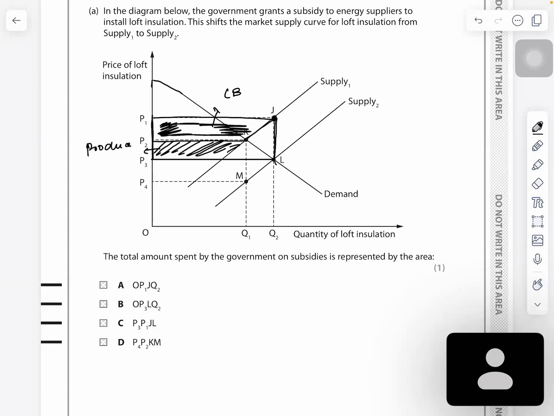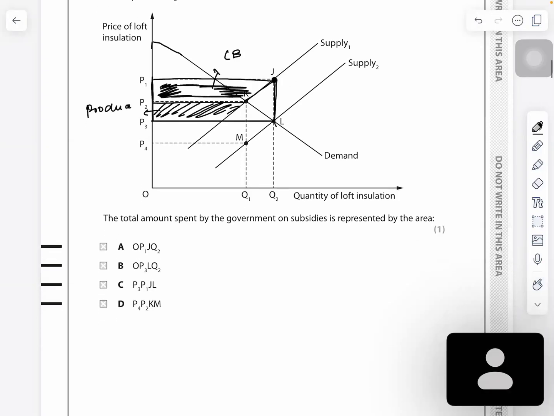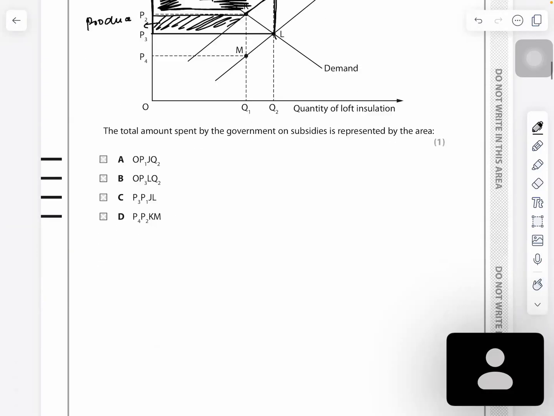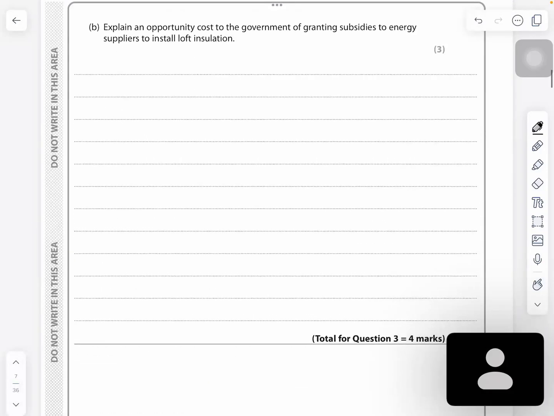All right. Do you get it? Yes. Okay, all right, part B.